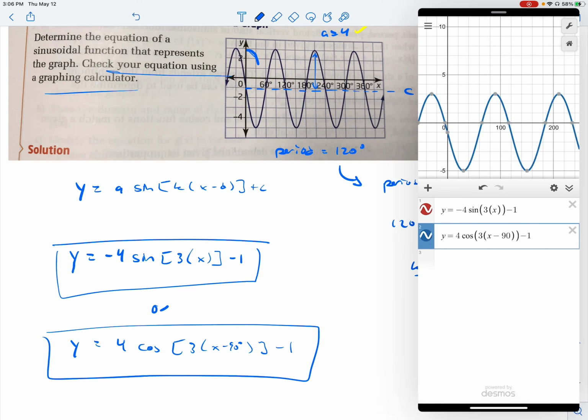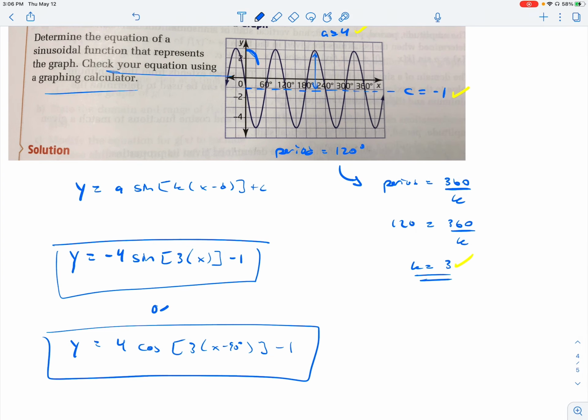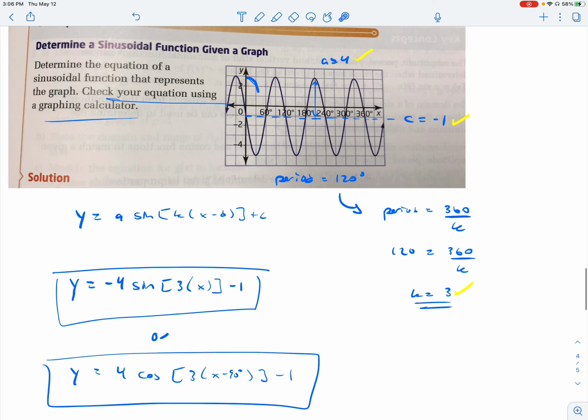Okay, and there you have it. They're both the same function. Okay, so there's also 2 more that you could write that would fit this as well. They would just have different phase shifts.